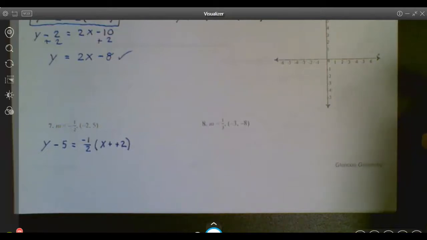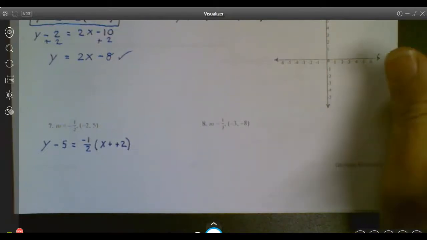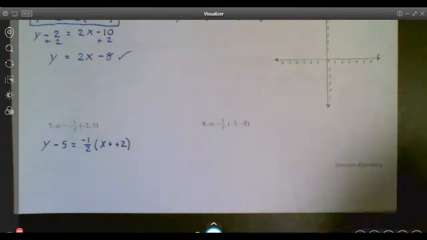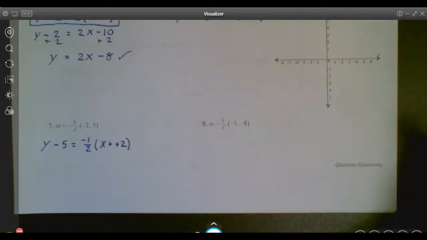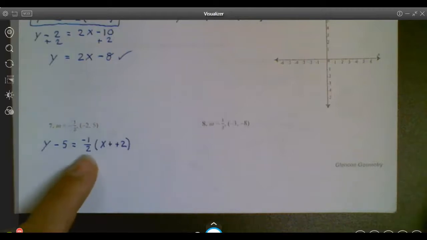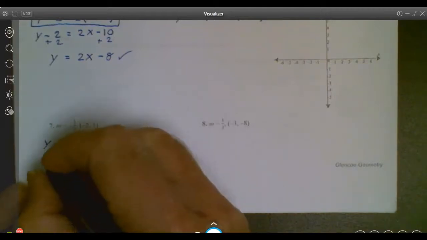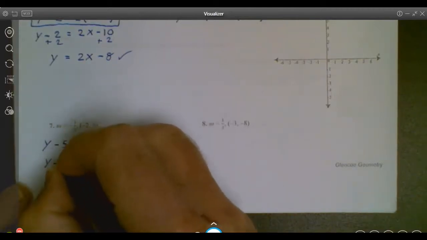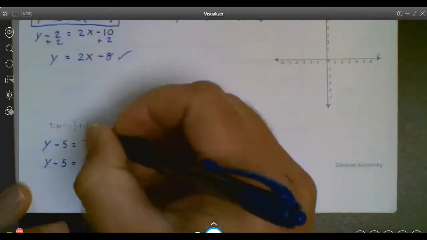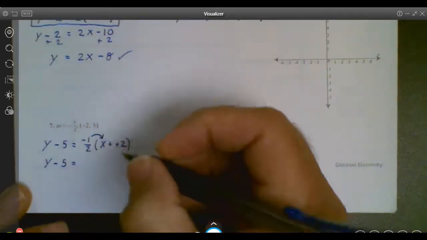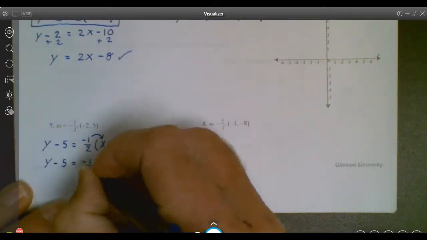Again, the directions on this did say point slope form. So that's the answer they were looking for. I'm going to show you the next steps because eventually we're going to do this anyway. I want to get you a little bit of practice with this. If I distribute the -1/2, so if I distribute it to this guy, I'm going to get -1/2 x.